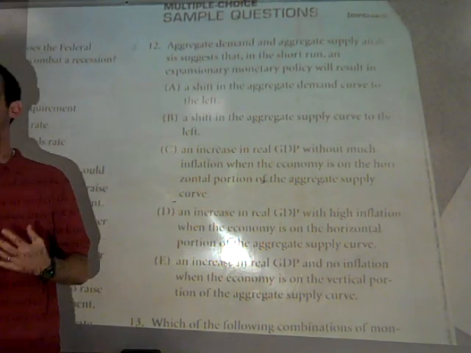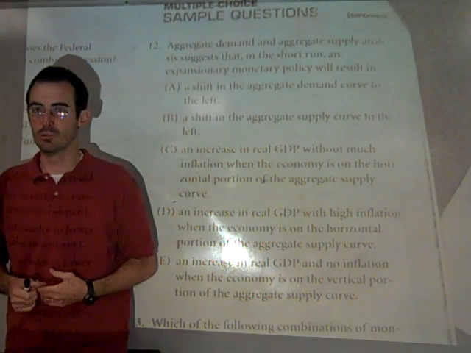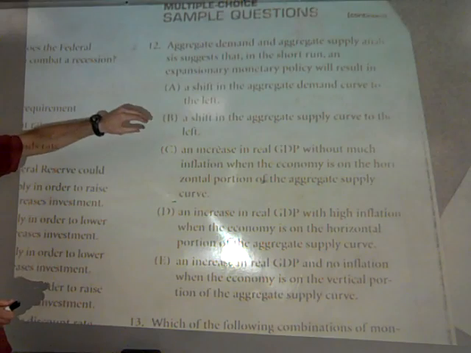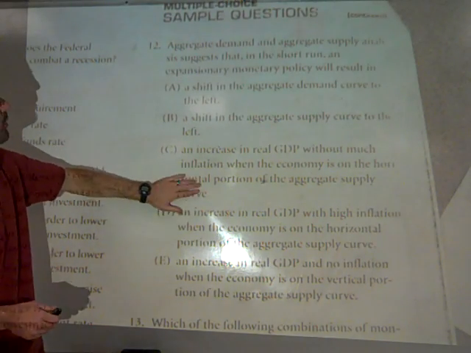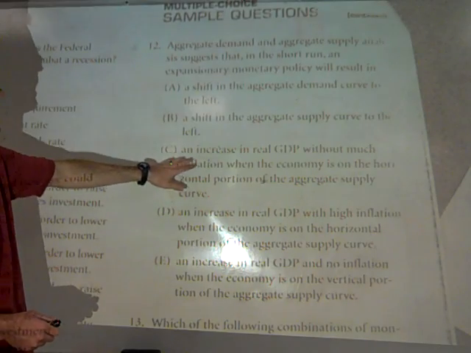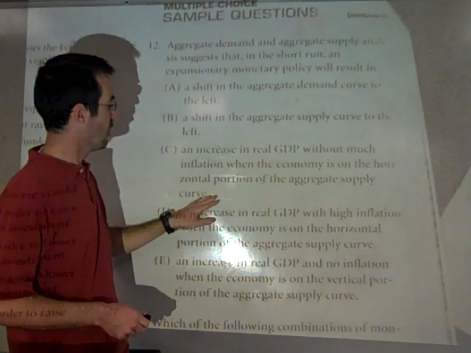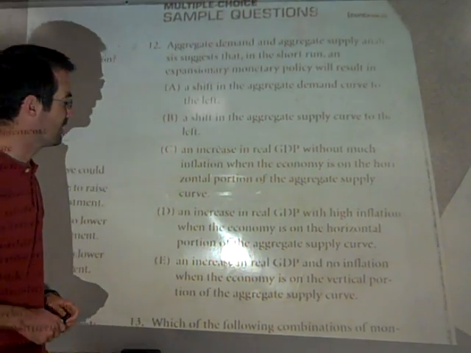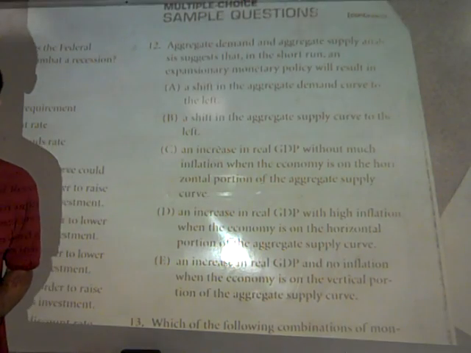If they're talking about policy, all of our policies, fiscal or monetary, are aggregate demand movers. So this is a question about policy. It's not supply curve. An increase in real. Okay, wait. Expansionary. Okay, I like this. An increase in real GDP without much inflation when the economy is in the horizontal portion of the aggregate supply curve. They just lost me. I just got a little confused.